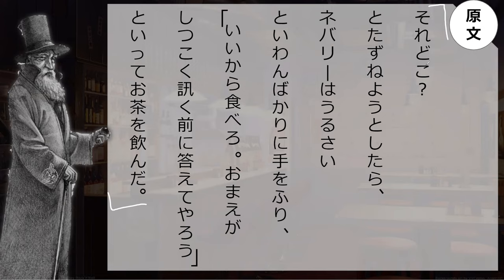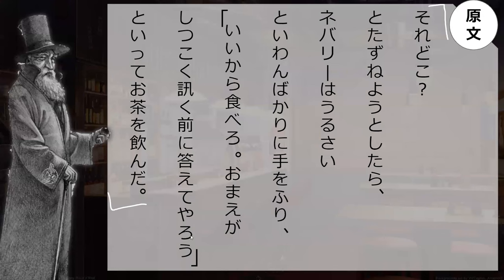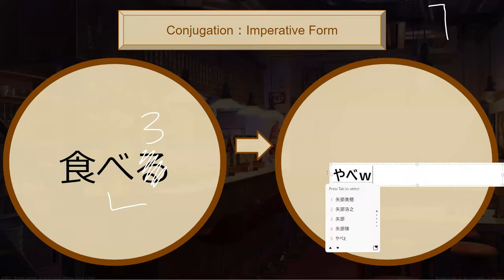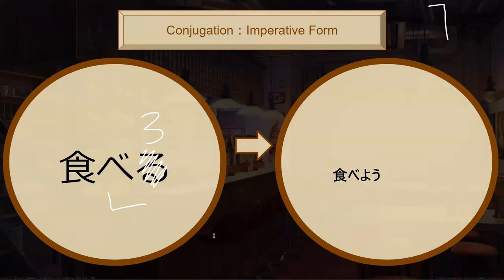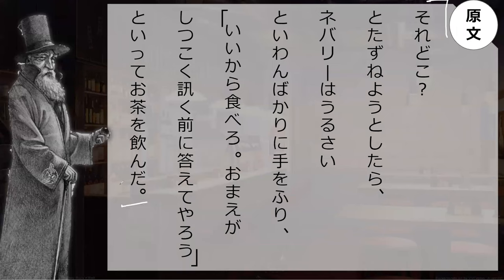But I have a question about the other one. Never mind. Sore doko. The imperative form of the root verb is the same as the volitional form of the root verb. Is that right? No. The volitional form of taberu is taberyo. Taberyo. So they use the yo sound to avoid having to use the o. Probably. Okay, I got it.